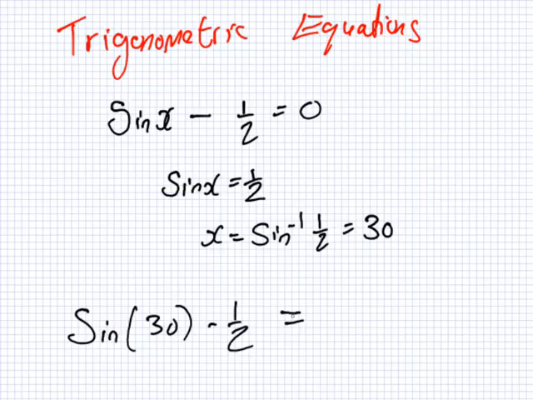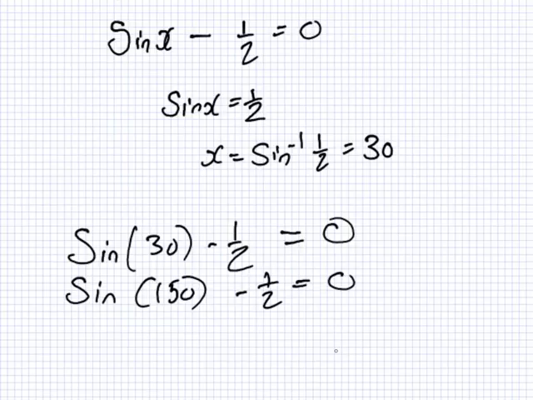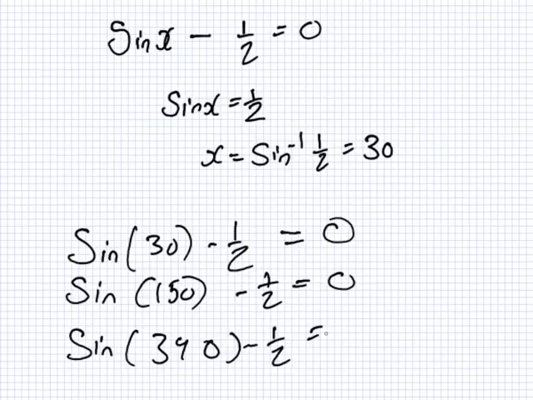Now, what I want you to type in now in the calculator: sine 150 minus a half equals, well, it'll equal 0. And then I want you to type in this, please: sine 390 minus a half. 0. That will also equal 0. So the point I'm trying to make here is there's more than one answer. In fact, maybe some people can see here there are infinite answers.